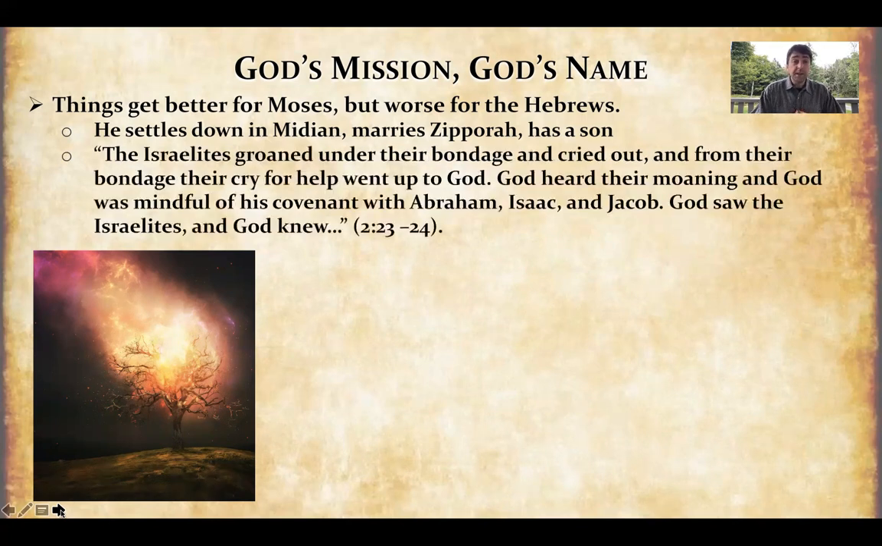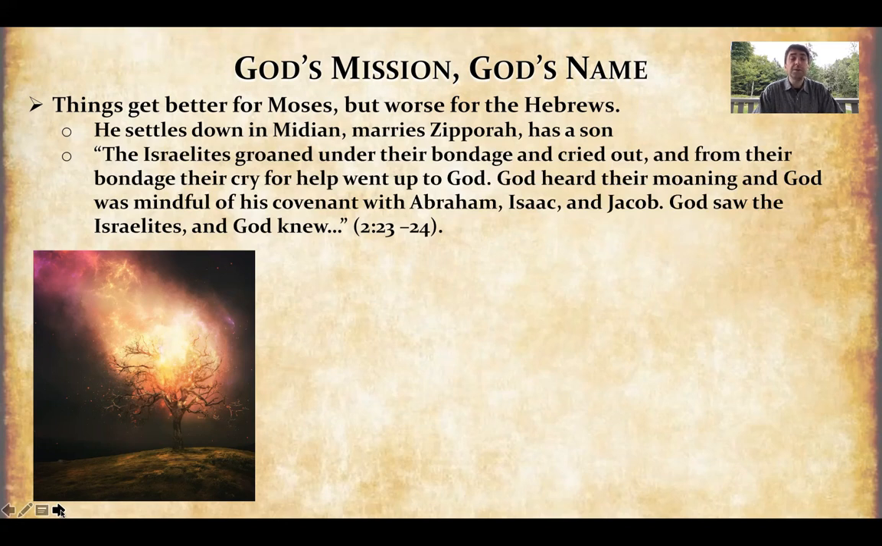But while he's settling down, in chapter 2, we see that the Israelites groaned under their bondage and cried out. And from their bondage, their cry for help went up to God. God heard their moaning, and God was mindful of his covenant with Abraham, Isaac, and Jacob. God saw the Israelites, and God knew.